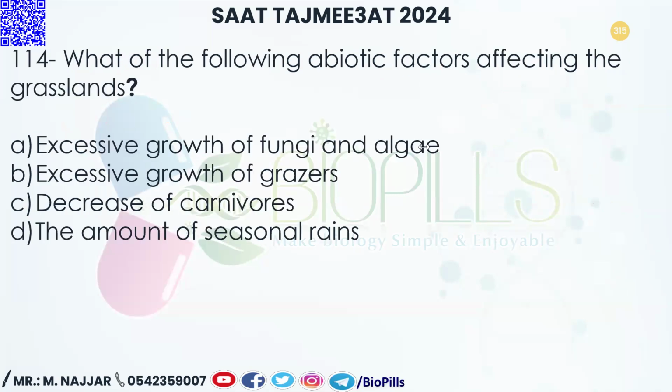Which of the following abiotic factors affects the grassland the most? The amount of seasonal rain. Okay, that's correct. Thank you.